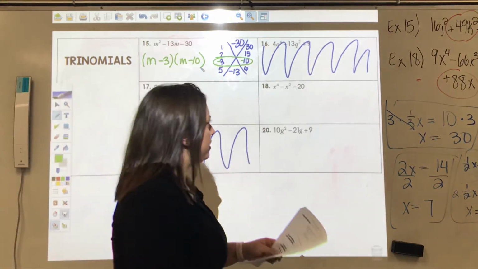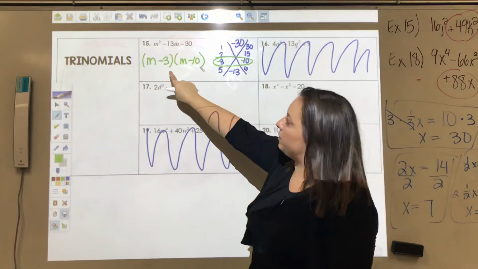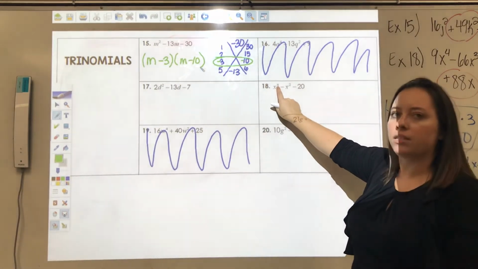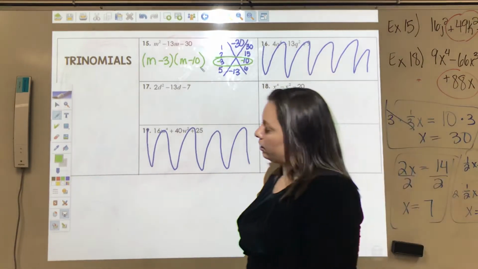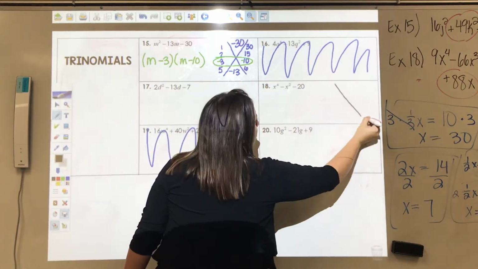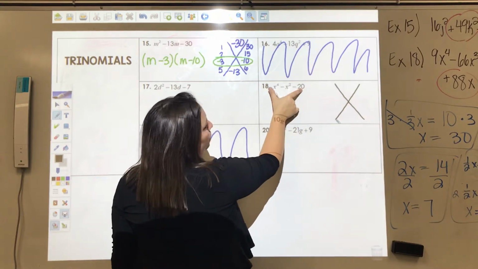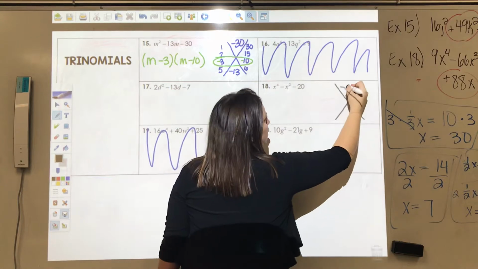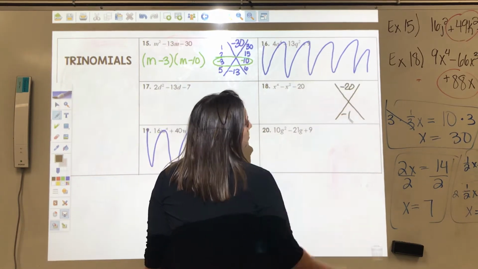The next one we're going to do is this one right here. It is very similar to 15. The only difference is that it has an x to the 4th and not an x squared. So we're still going to start it the same way, using the x method. This number is really these two numbers multiplied to each other. The number here is 1, so 1 times negative 20 is negative 20. The middle number goes here, and that middle number is negative 1.